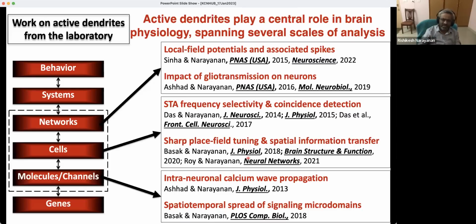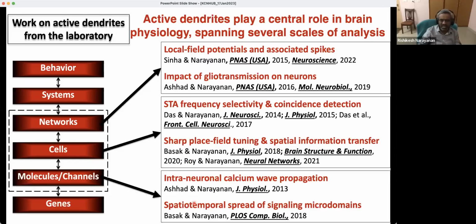Right. And we have also been looking at the impact of distributed synapses and how active dendrites and dendritic spikes could be contributing to spatial information transfer in these structures.